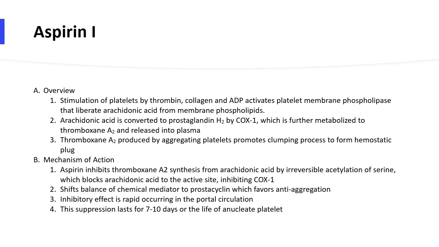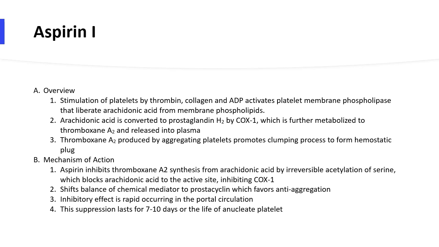First, an overview. Stimulation of platelets by thrombin, collagen, and ADP activates platelet membrane phospholipase that liberates arachidonic acid from membrane phospholipids. Arachidonic acid is converted to prostaglandin H2 by COX-1, which is further metabolized to thromboxane A2 and released into plasma. Thromboxane A2, produced by aggregating platelets, promotes the clumping process to form a hemostatic plug.